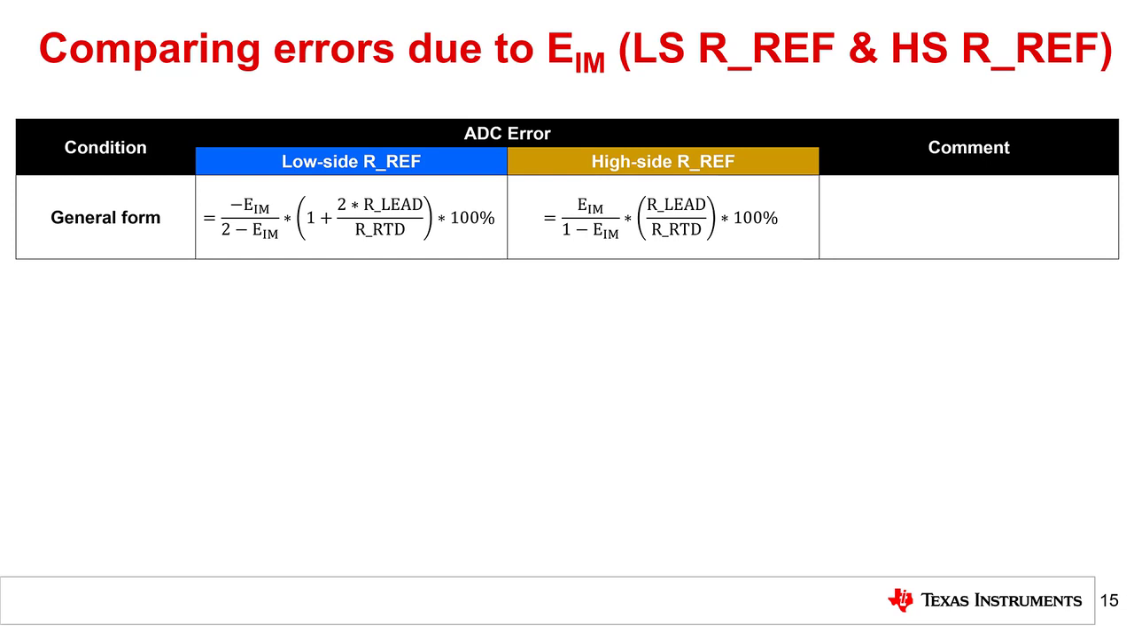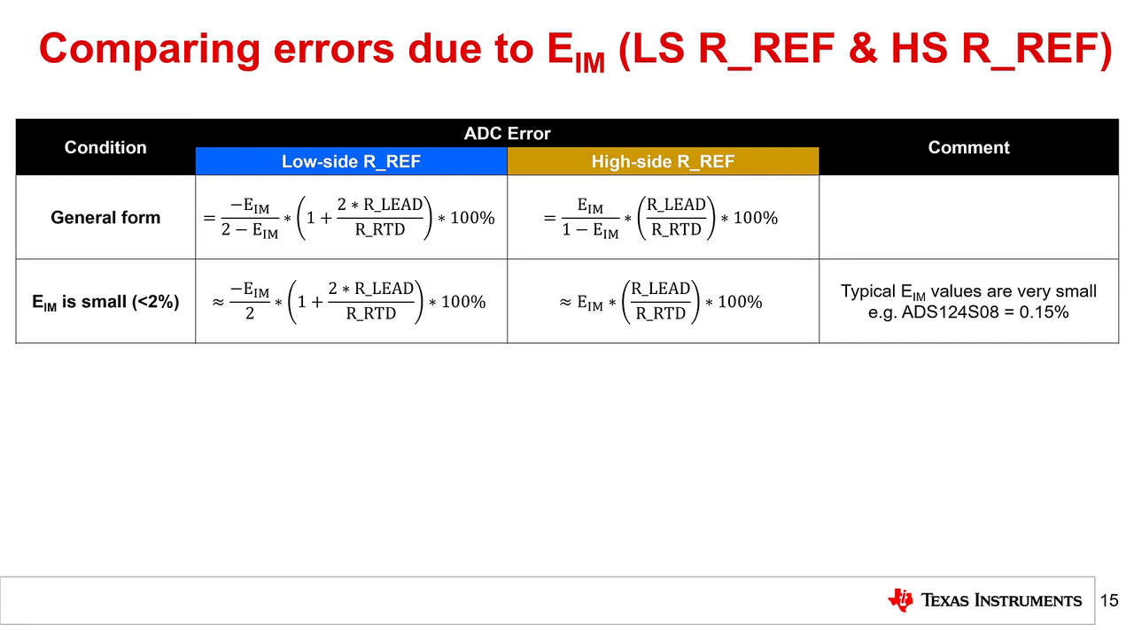Next, let's apply some conditions to each equation to better understand how they differ. First, assume that the IDAC mismatch error is small, or less than 2%. This is a conservative assumption because IDAC mismatch error is typically much smaller for ADCs with integrated matched current sources. For example, the ADS124S08 has a typical error of 0.15%. As a result of this assumption, we can simplify the equations for both RREF configurations. These new equations are shown in the second row of the table.